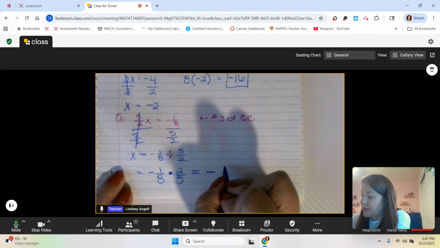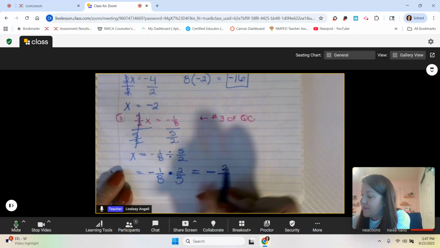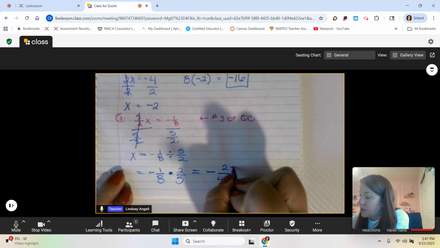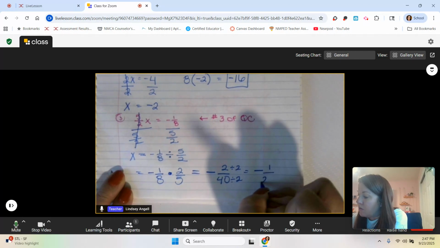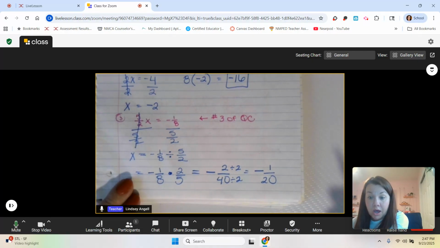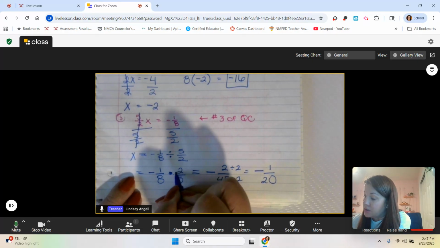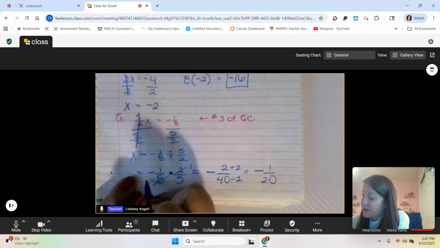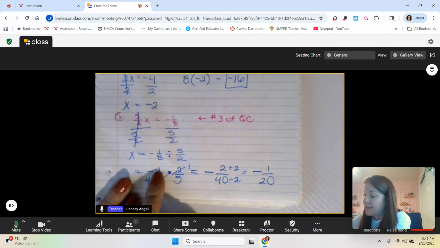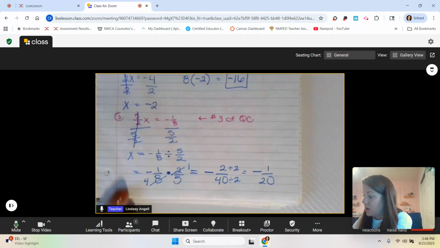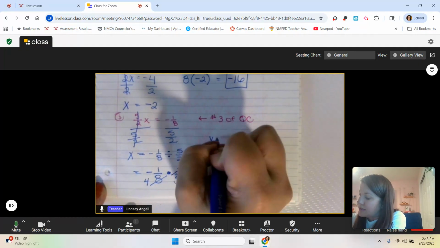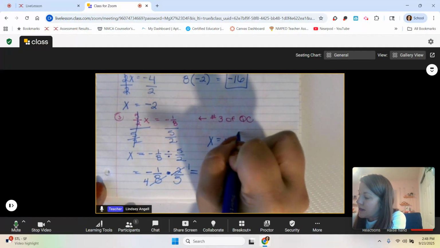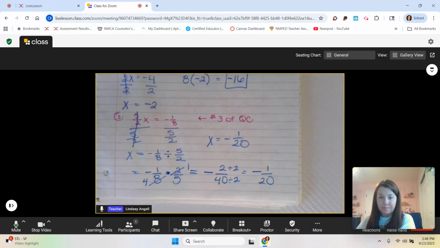1 times 2 is 2. 8 times 5 is 40. 2 goes into both of those, which gives me -1/20. Now, you could have gotten there a little quicker by saying, okay, 2 divided by 2 is 1, 8 divided by 2 is 4. And then notice that gives me 1 times 1 in my numerator and 4 times 5 in my denominator, which means I've already reduced, right? So either way, the final answer for this would be x is equal to -1/20.